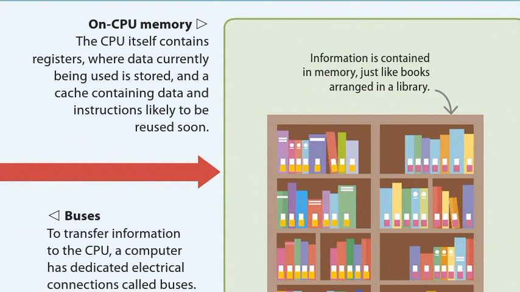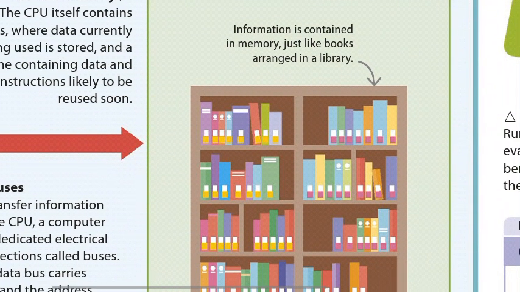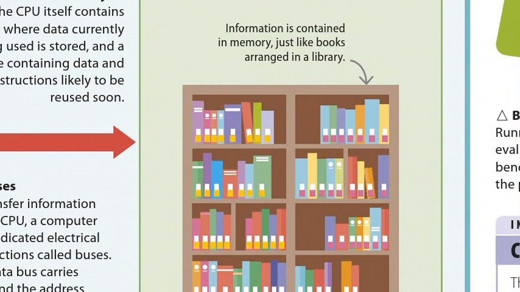On CPU memory, the CPU itself contains registers, where data currently being used is stored, and a cache containing data and instructions likely to be reused too. Information is contained in memory just like books arranged in a library.